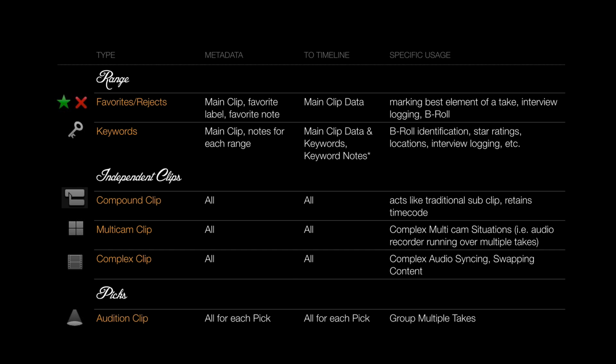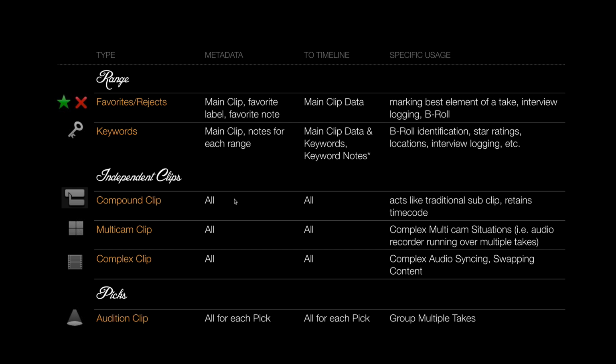Look back at the chart here. If we look at the range portion here, favorites, rejects, and keywords, the metadata is very limited. You can have main clip metadata, favorite label, favorite notes, notes for each range, limited, very limited to what goes in the timeline. But look at what happens with independent clips, for example.